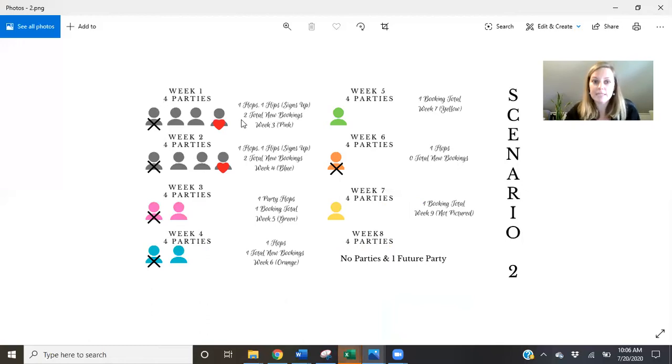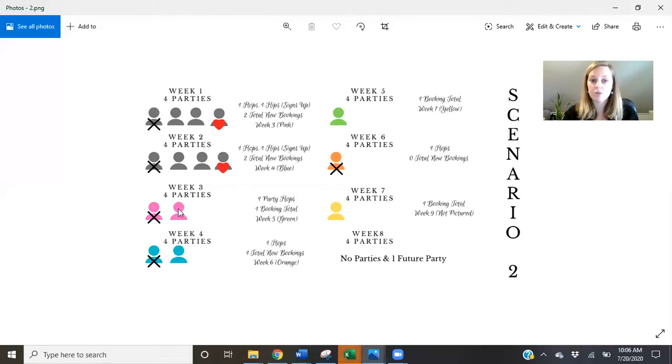So let's say instead of getting 2 to 3 bookings per party, let's say you just get 1 booking per party. You're trying to get those bookings, but maybe the skill set's not quite there yet, or maybe the host coaching isn't quite as strong, and so there's not as many people in the parties. So this whole scenario for scenario 2 is based off of 1 booking per party. Okay, so 1 party flops, 1 party flips, and you generate 1 booking from this party, 1 booking from this party for 2 new bookings, okay?